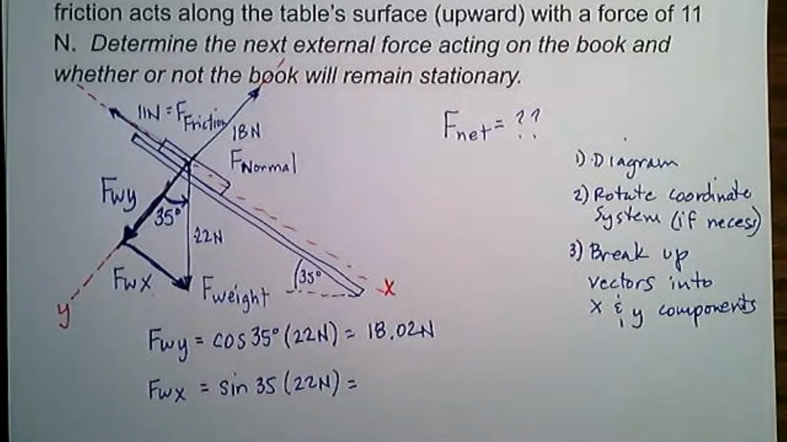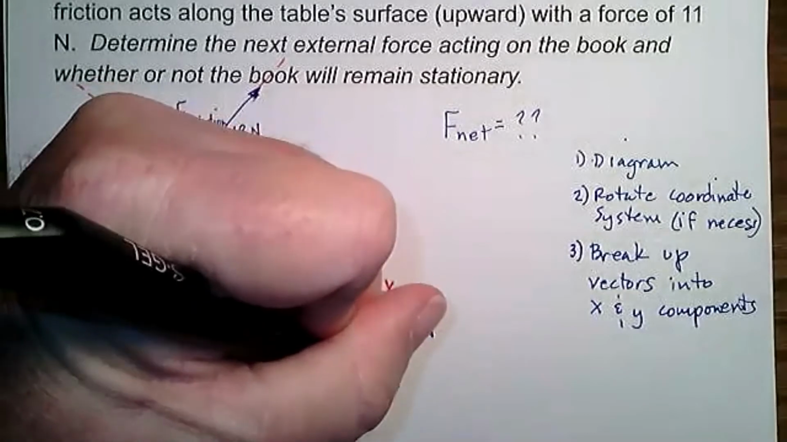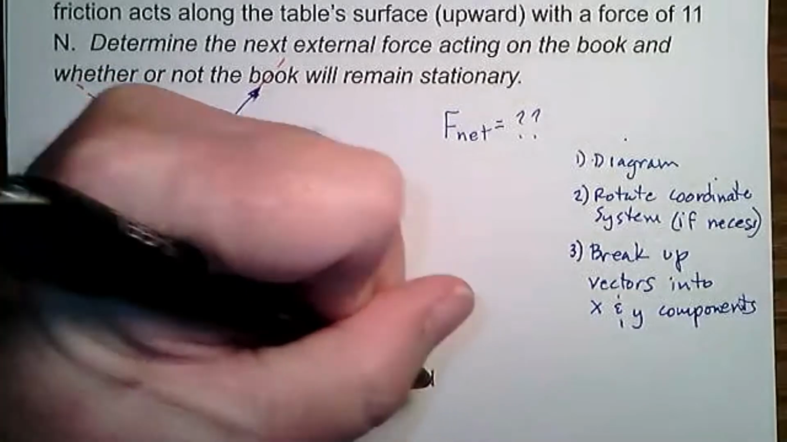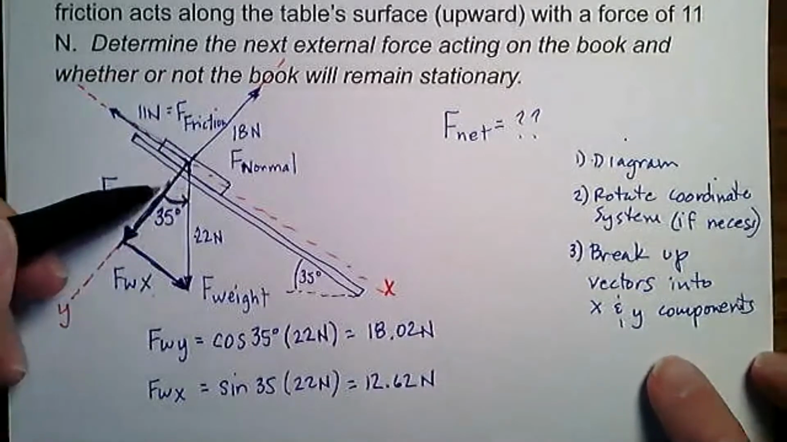We do the same thing here, except we're using sine now for FWX. So I would say that I have 35 degrees, and I want the sine of that, times 22. And I get 12.62 newtons. Okay. So we've done this step. These are the only two.